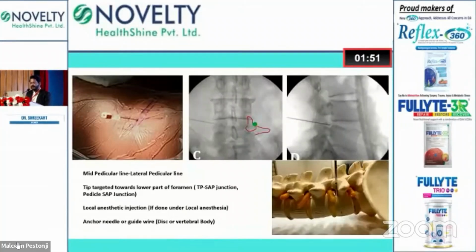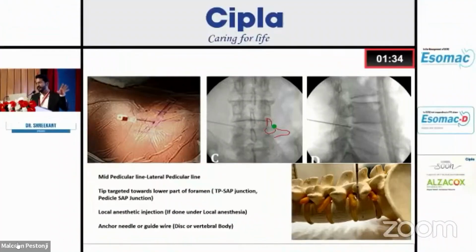So after you mark your needle entry point, the next step is to introduce your needle. See, in conventional transforaminal surgery, our needle target point is the medial pedicular line. But in foraminoplasty, in most of the cases where pure foraminal stenosis is there, you do not want to go inside the disc or inside the epidural space. So the target point is from the mid-pedicular line to the lateral pedicular line. The tip of the needle is targeted towards the lower part of the foramen at the SAP transverse process junction or the SAP pedicle junction.